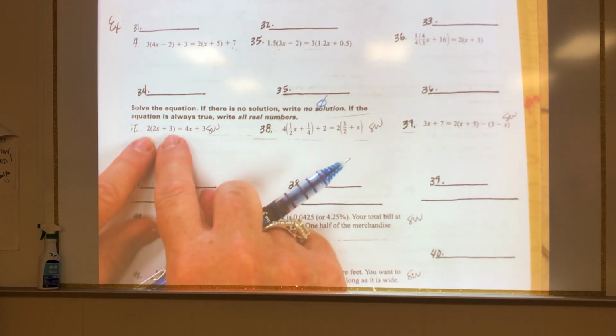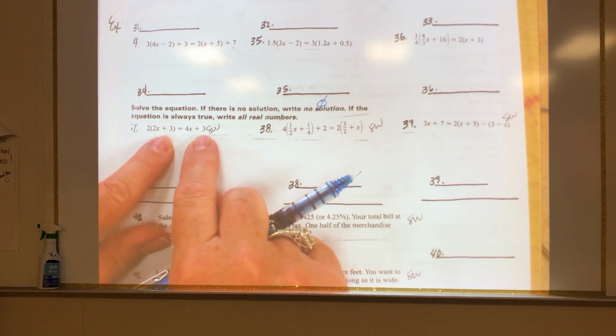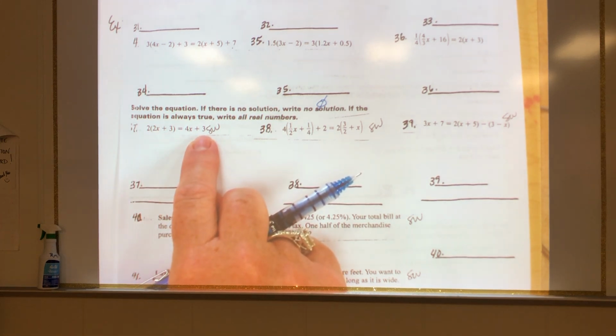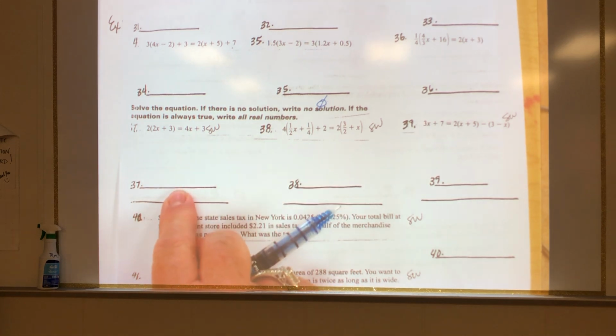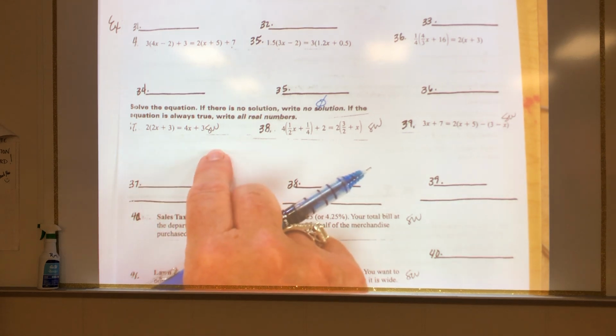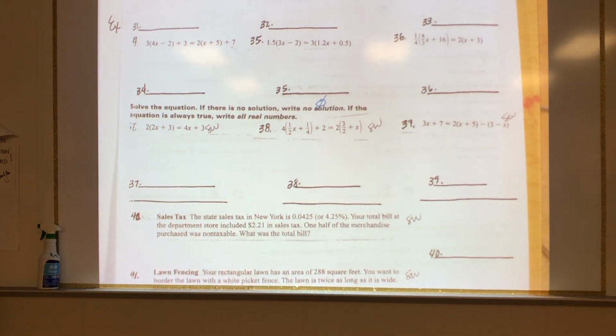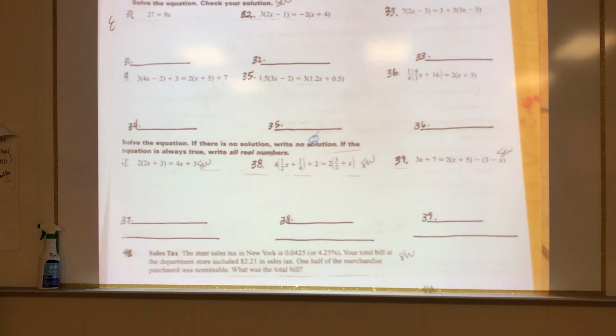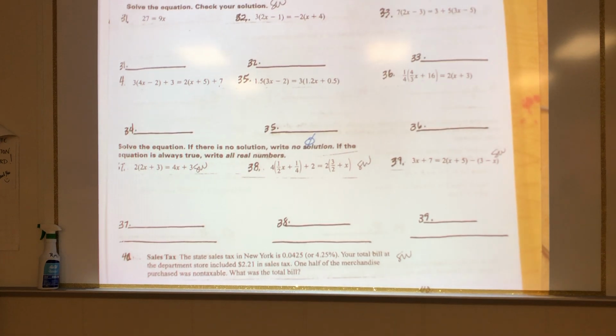6. You're going to have 6 equals 3. Does 6 equal 3? No. That's false. So what's my answer? No solution. What if I got 6 equals 6? All real numbers. Very good. Isn't there a symbol for all real numbers?